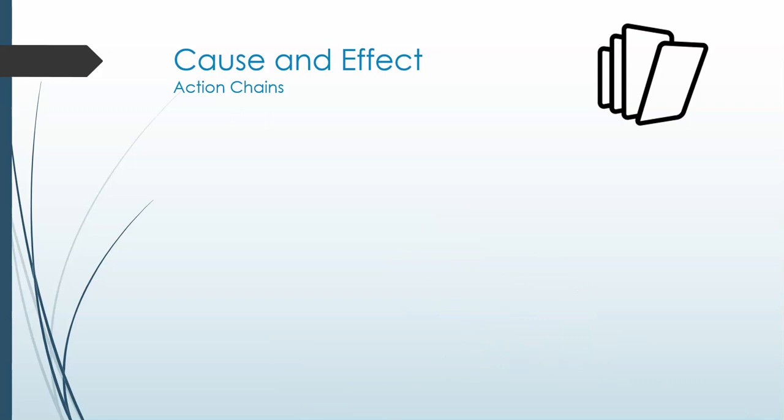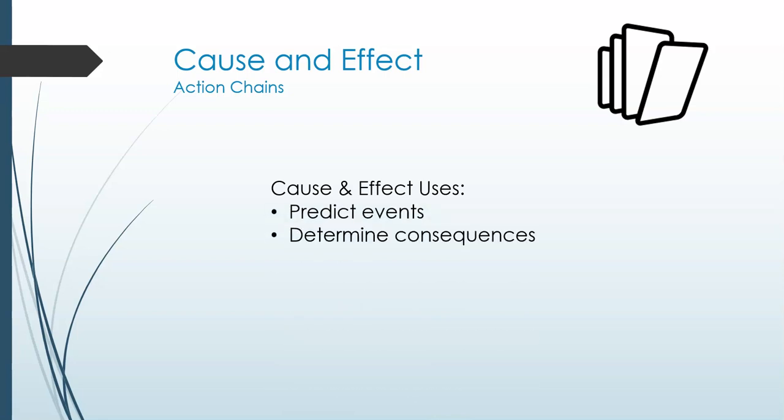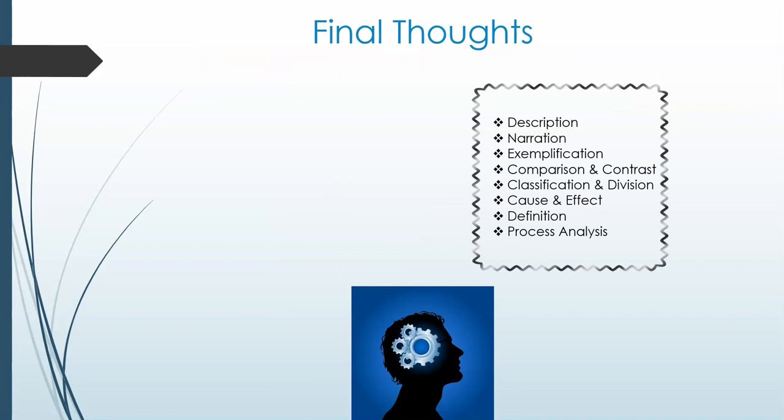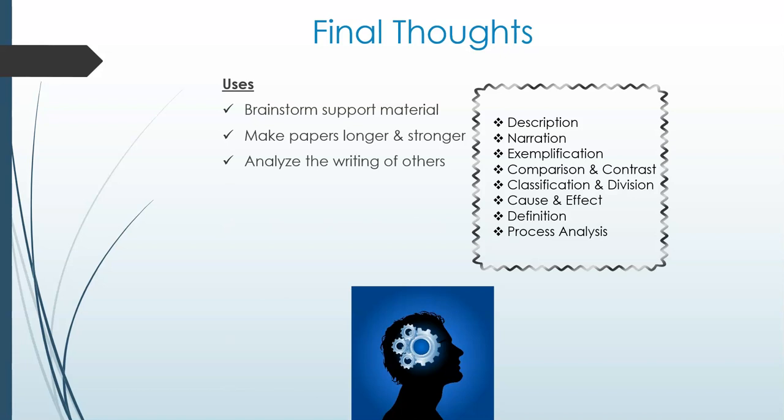Cause and effect have many uses. They can be used to predict events, to determine consequences, to assign responsibility, and even to make plans. Remember, the patterns of development have three main uses. They are great for brainstorming support material, particularly if you use the questions for brainstorming that I included with each. They can help you come up with more material to make papers longer and stronger at the same time. And awareness of the patterns can help you analyze the writing of others.